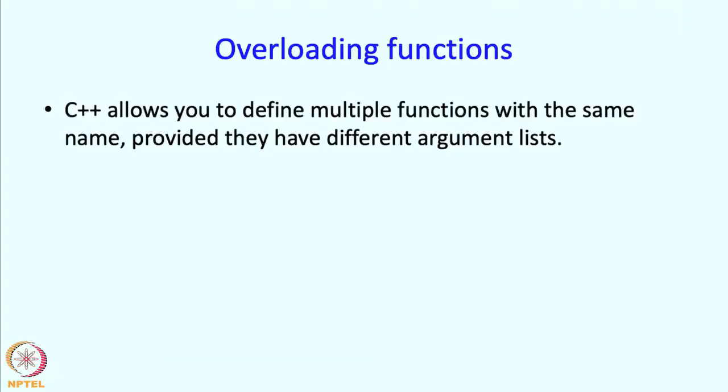So, C++ allows you to define multiple functions with the same name provided they have different argument lists. So, the term overloading is used, and perhaps we should really be saying overload the name, in the sense that the same name means different things, and the same name can be used to refer to different functions. So, that is what C++ allows.